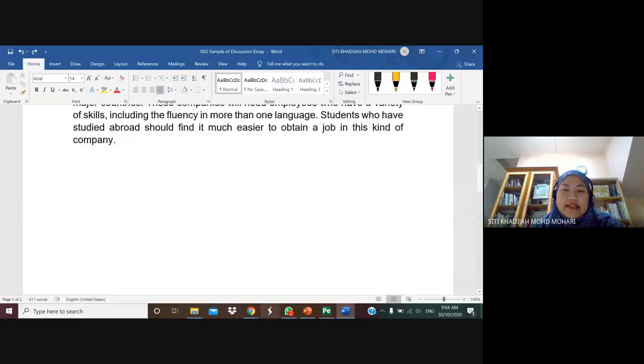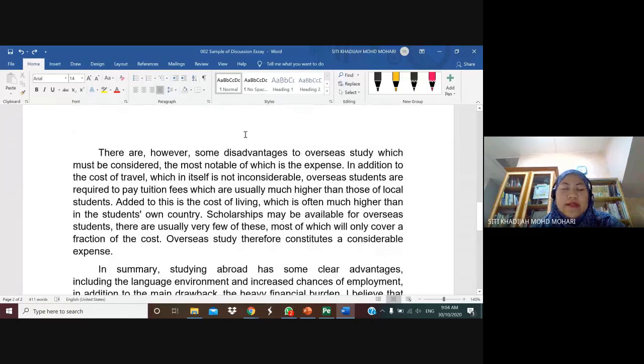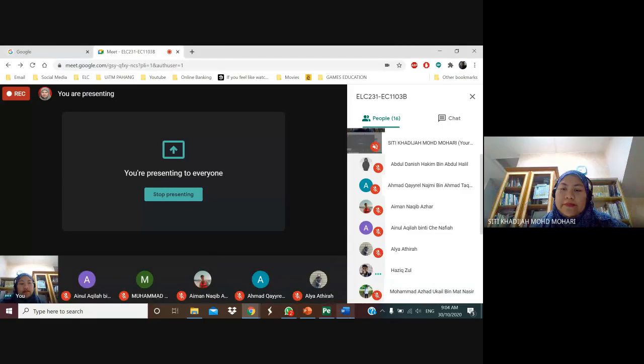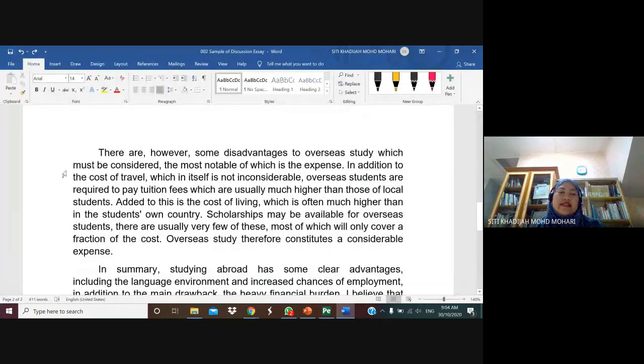Okay, next one. Instead of highlighting an advantage, sorry, they have highlighted a disadvantage. So we are going to look at the bad impacts of studying abroad. So can we ask Haziq Zul, are you here? Yes, madam. Yeah, Haziq. Now, please read the last body paragraph.